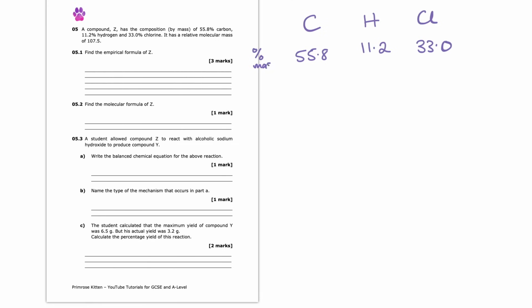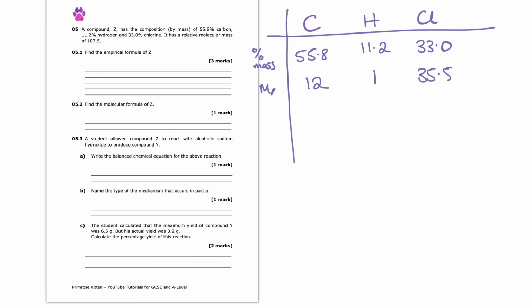So I like to do these by filling in a little table where I have the percentage mass, I have the MR of each of them. So I know carbon is 12, hydrogen is 1, and chlorine is 35.5. And then I calculate the mole ratio of these, which is basically just the moles, but because it's not the actual mass, it's just the percentage by mass, we can't actually strictly call it the moles.